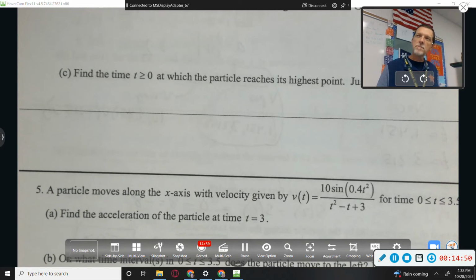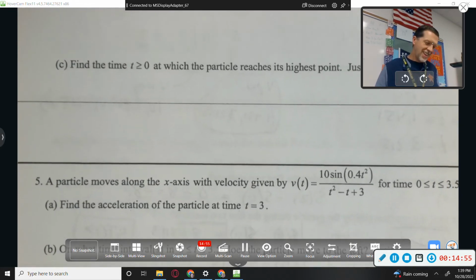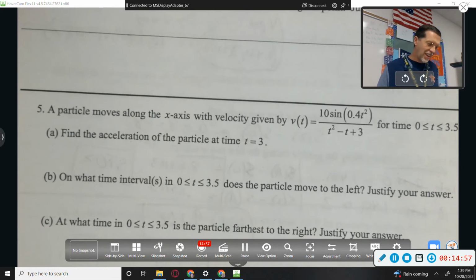Mm-hmm. My calculator just says error. Okay. Every time I enter something, it's just error. Okay. Let's pick one for you guys to work on, and then we'll do it together.